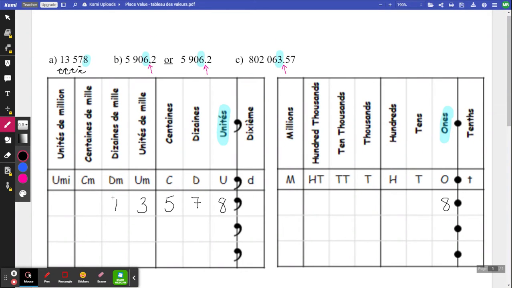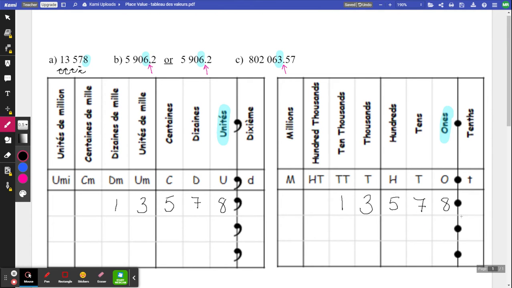So our 1 is in our dizaines de mille. Okay, so it's in our 10,000s column. Our 3 is in our unité de mille, our 1,000s column. Our 5 is in our centaine, our hundreds. And our 7 is in our dizaines, our tens. And our 8 is in our unité, ones.